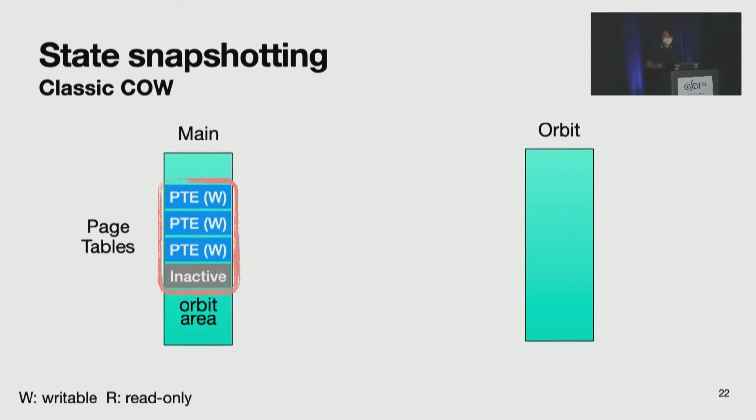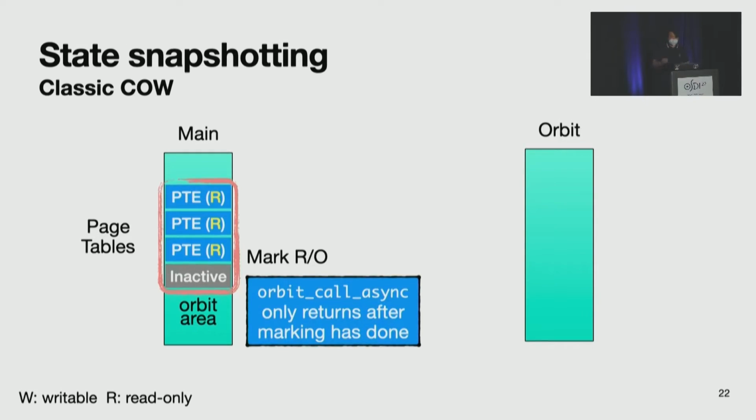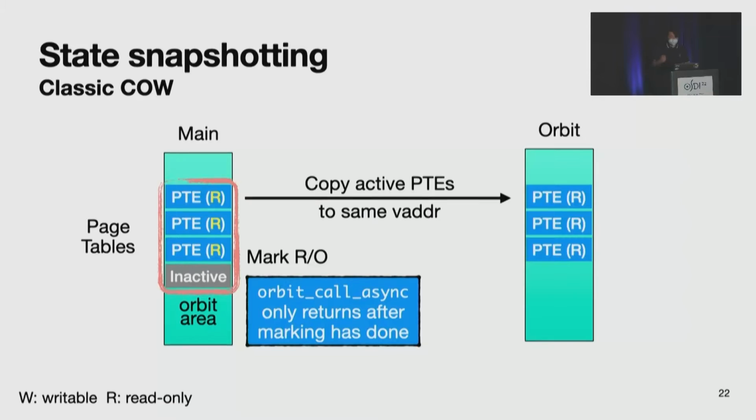Let's start with the classic copy-on-write. All the active page table entries in the main program's orbit area are marked as read-only. As mentioned, the asynchronous orbit call can only return after the marking is done. This ensures that the snapshot is consistent, since any write after this point will trigger an actual data copy. Then, we copy the PDEs to the orbit page table at the same address. In this way, the auxiliary task can execute transparently without address translation.